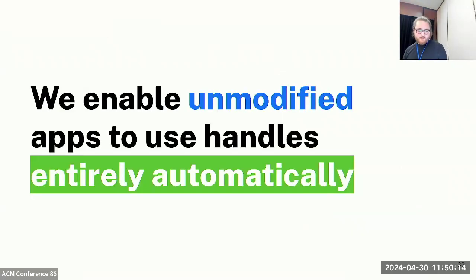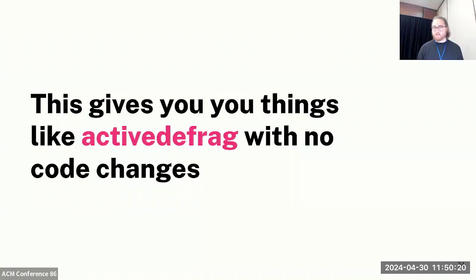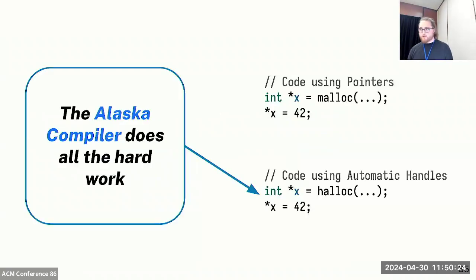So in this work, we enable unmodified applications to use these handles entirely automatically with no changes. And this gives you things like active defrag for free. And the way we do this is we have a compiler called Alaska, which takes your code at the LLVM IR level. I'm showing it in C here because it's less terrifying. And it automatically transitions it to use handles with no changes.